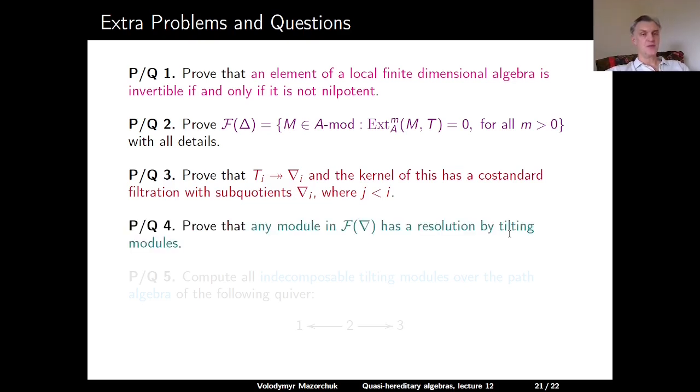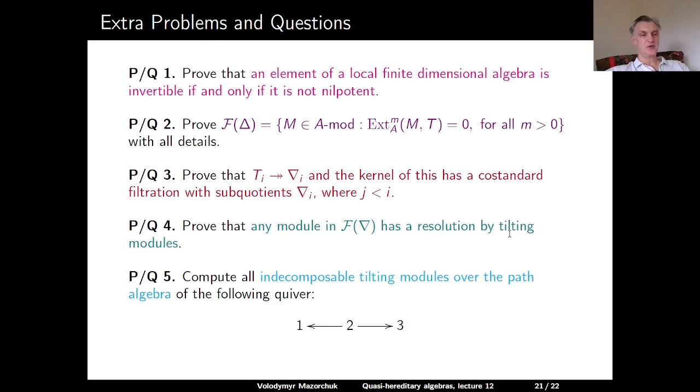Problem question 4. Prove that any module in F nabla has a resolution by tilting modules. And problem question 5. Compute all indecomposable tilting modules over the path algebra of the following quiver. We have vertices 1, 2, and 3, an arrow from 2 to 1, and an arrow from 2 to 3.